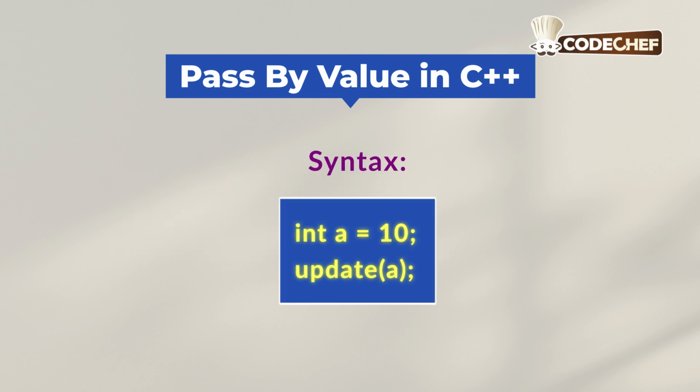Its syntax is int a = 10; then the function name is update, and then in brackets we have written a. So instead of writing a value directly, we are passing a variable whose value we have already defined, and then a semicolon.